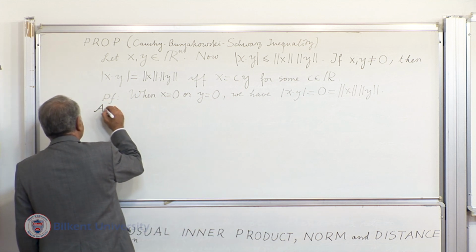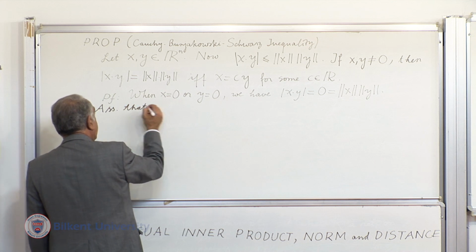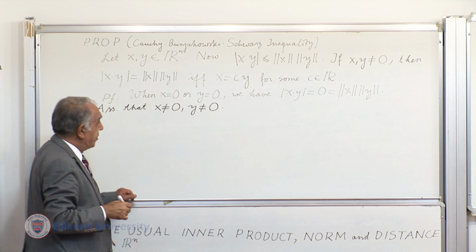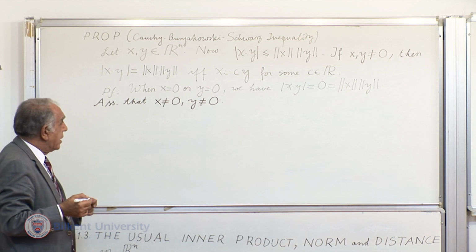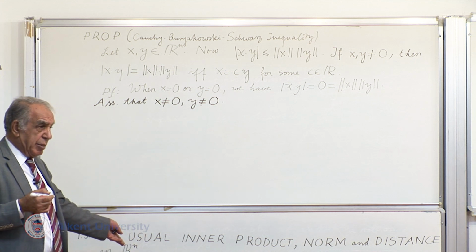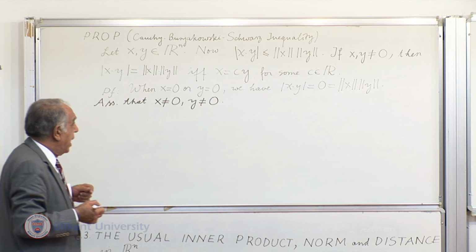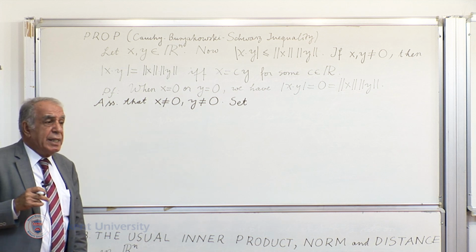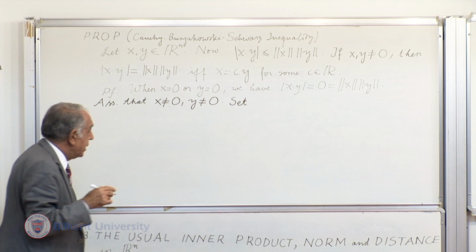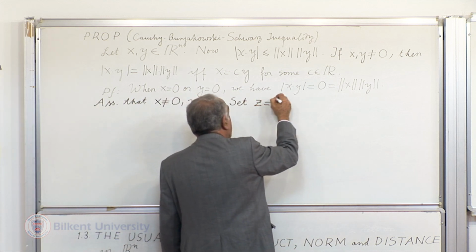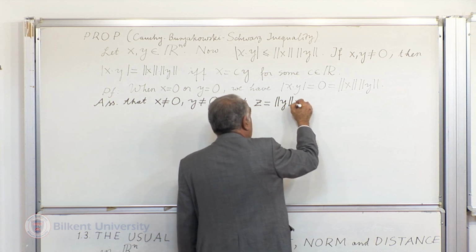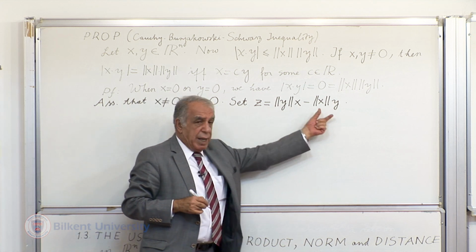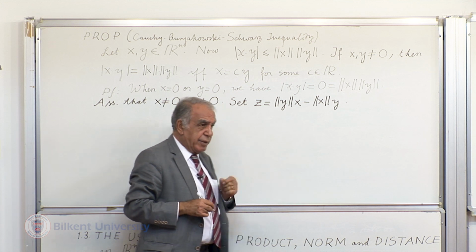Now assume that they are both different than zero. Now here, what we have in mind is we should somehow be using the inner product properties because of x dot y. Now here, the trick is we form a particular vector using x and y. And it's formed as follows. We set z equal to the norm of y times x minus the norm of x times y. So this is a scalar product. This is a scalar product as well. And this is just vector addition.